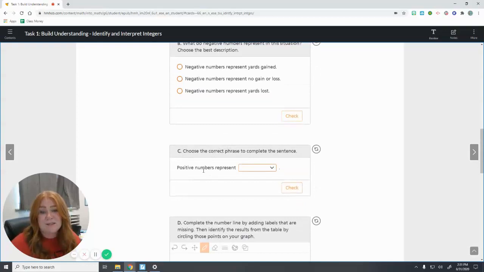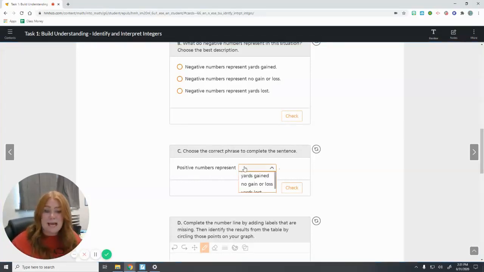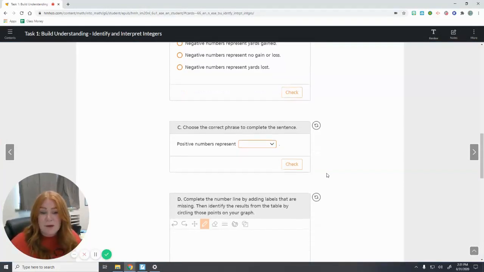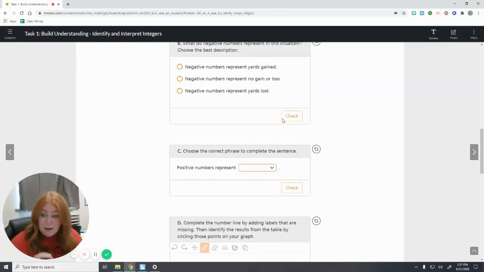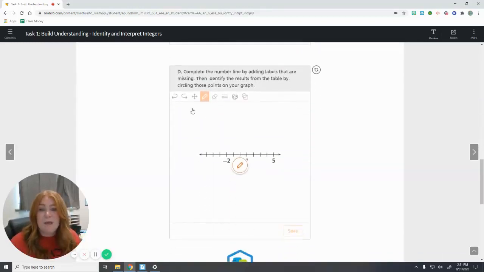C asks us to identify what the positive numbers mean. So the opposite of that. So when they were gaining 4 yards, that positive number, what does that represent? And you will drop that down there. You can always go and check yourself or pause this video if you need to catch up, or you can rewind to listen to a part again as well.